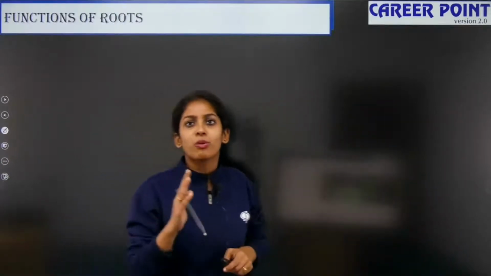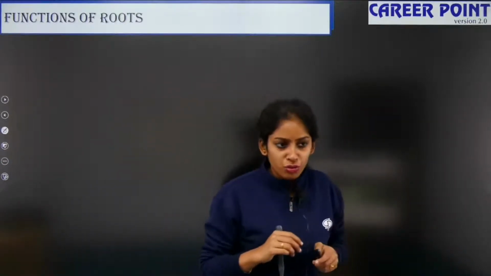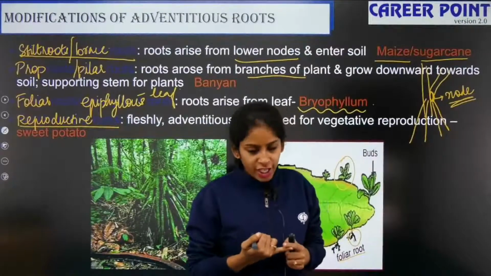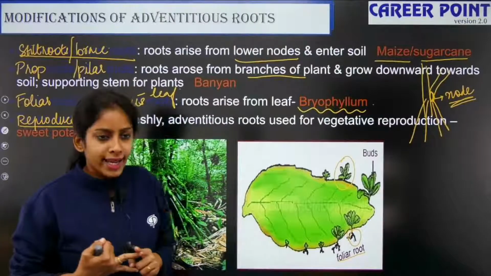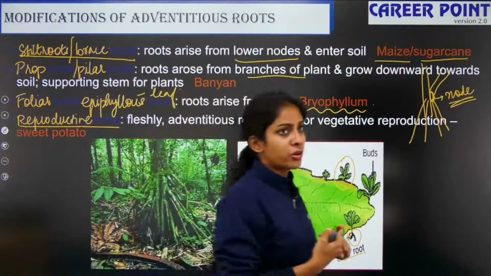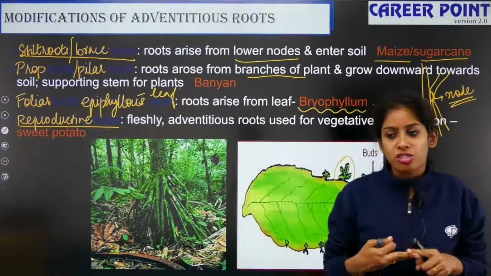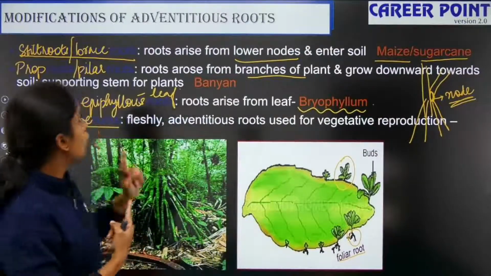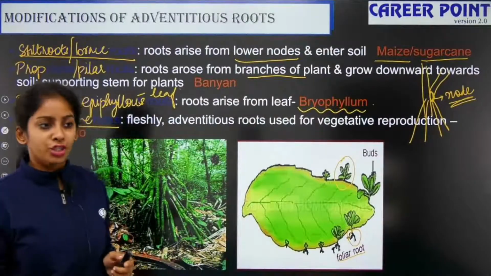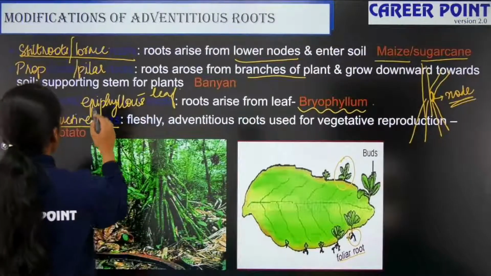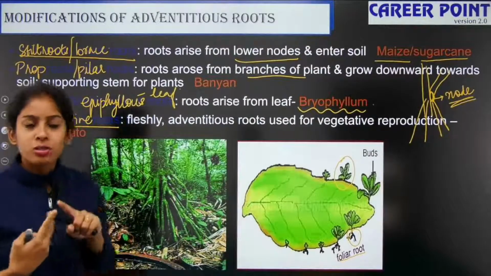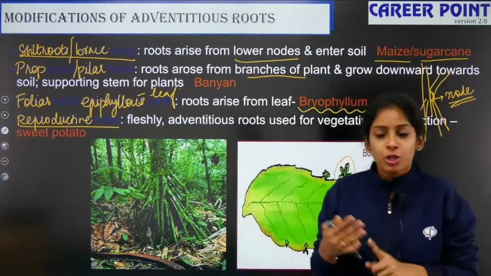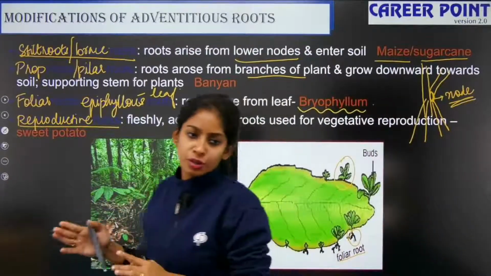So we have spoken about four modifications of the root. What are they? The first one is storage modification. The second one is nodulated. The third one is respiratory, which is also known as nematophore, for example Rhizophora. And the fourth one is adventitious root. In adventitious roots you have four types: stilt roots, prop roots, foliar roots, reproductive roots. Please remember the examples for the same.